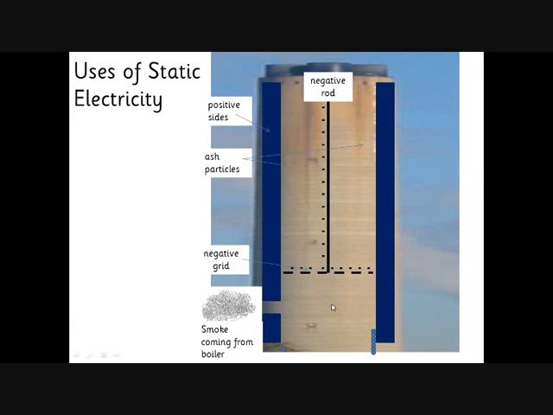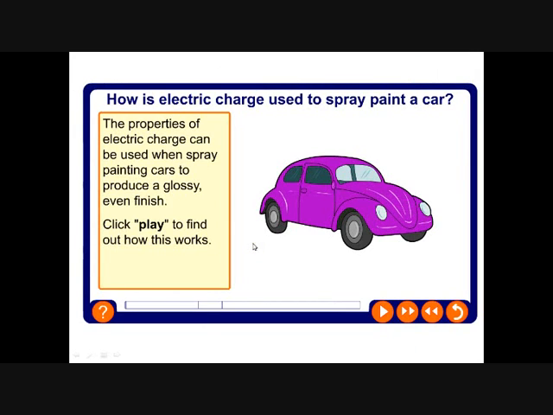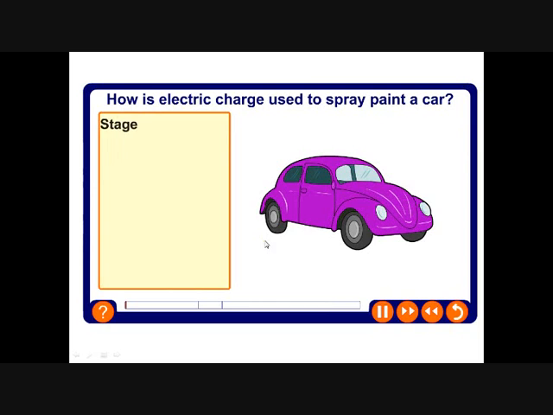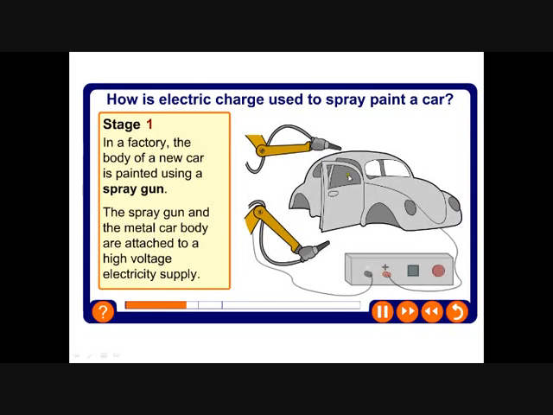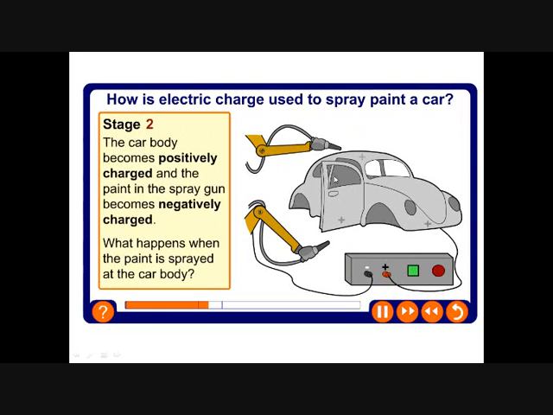Okay, the other one they like to ask about quite often is spray painting cars. What happens here is that if you've got an unpainted car, you charge the car up and you also charge the paint. There's a subtle thing which people often miss out here. We know hopefully they're going to have opposite charges so they can attract.